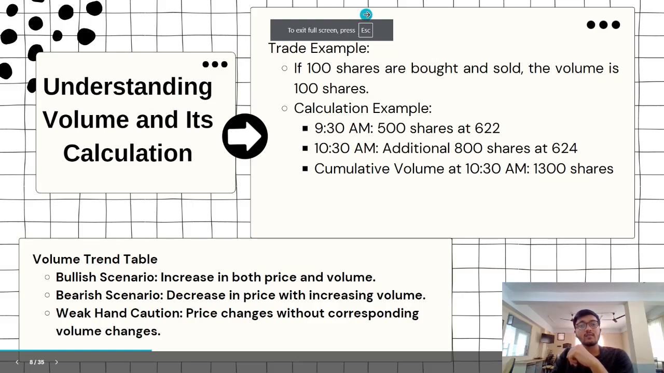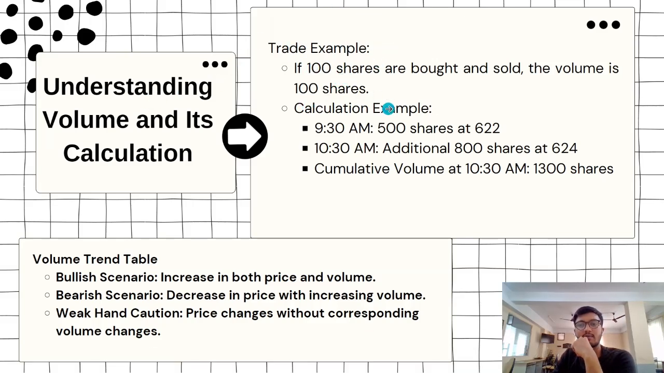For example, if 100 shares are bought and sold, the volume is 100 shares. This is the core concept of volume. It won't be 200 shares, because the 100 got bought and the 100 got sold. The transaction itself is just 100, so 100 is the volume. From 9:30 a.m. to 10:30 a.m., if someone bought 500 shares at 622, and an additional 800 shares at 624, the cumulative volume at 10:30 will be the addition of both, 500 plus 800. So the volume will be 1300 shares.